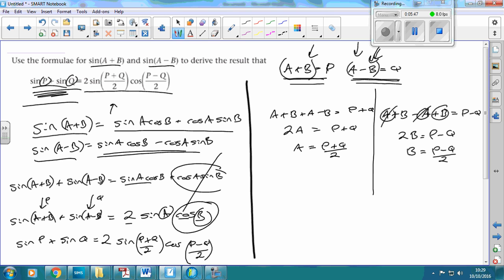So that's a proof that you can just read through and then learn, and then be able to replicate in case they ask you in any exam. Again, pause it, rewind that bit, go over it a couple of times, and make sure you've got it down in your notes.